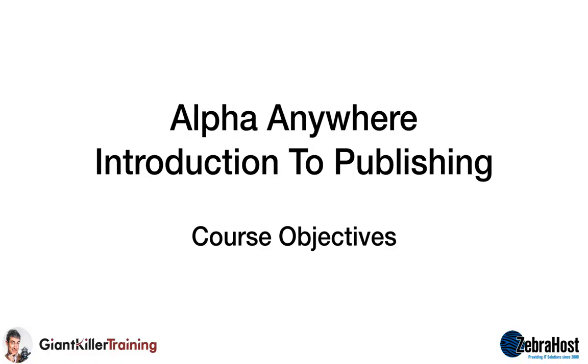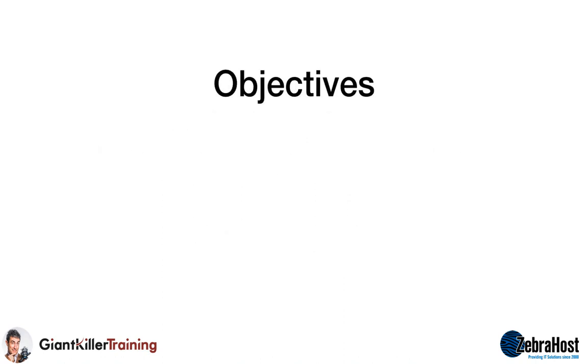Welcome to Alpha Anywhere Introduction to Publishing. I want to take a few minutes to go over the course objectives. We have multiple objectives we want to achieve in this course. The first one is an overall explanation of how the publishing process works in Alpha. The goal is to give you a good understanding of the structure of what happens in publishing so that you'll be better able to manage that overall process and adapt it to your requirements.